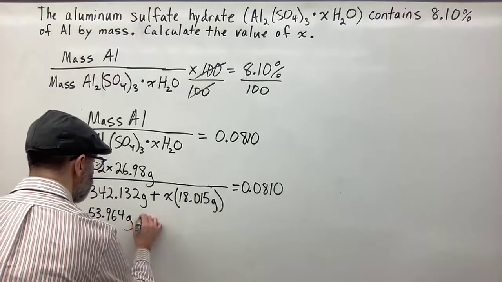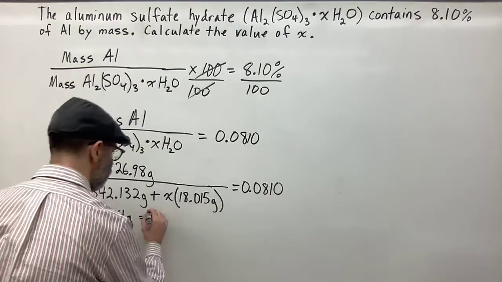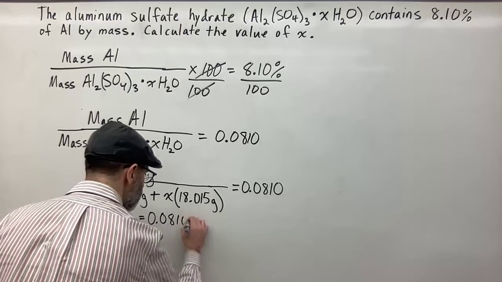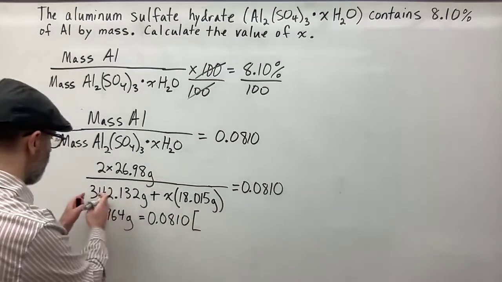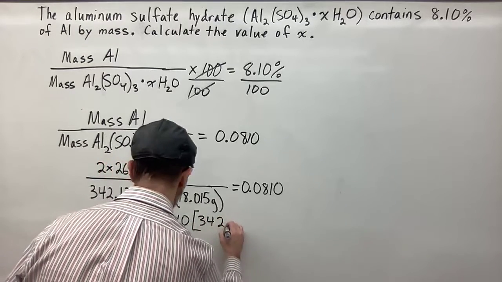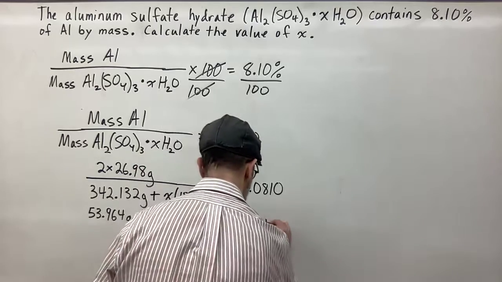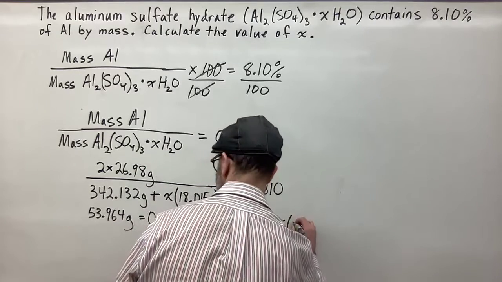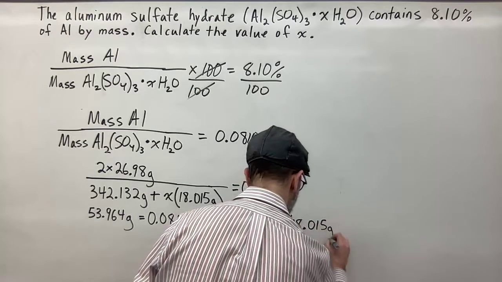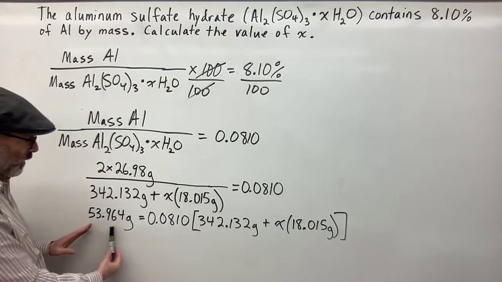And that's going to be equal to, I'm going to multiply this by this over here. So this is going to be equal to 0.0810 multiplied by this whole thing. So it's going to be 2.132 grams plus X times 18.015 grams. Okay, so now I have this equation here.